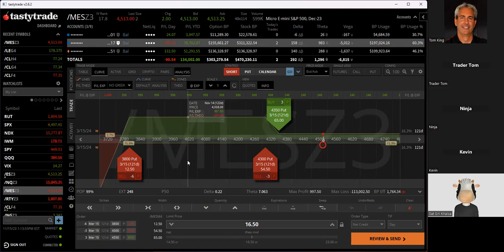Now, let's take a look at this particular trade. I'm going to screenshot it so that I can set it off to the side and remember exactly how this trade was set up.